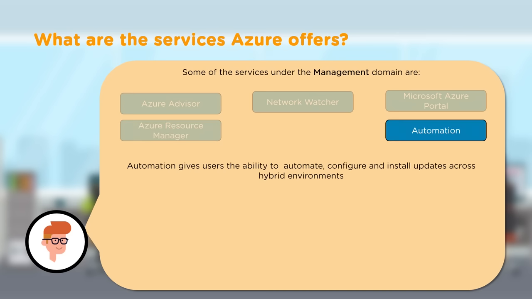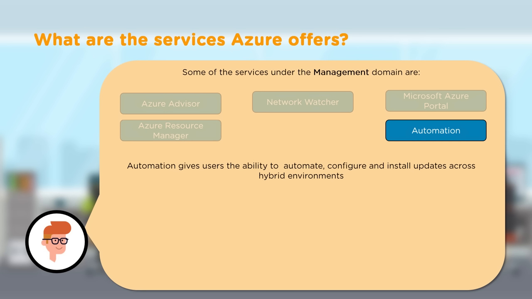And the last one in the management tools would be automation. This automation gives us the ability to automate, configure, and install upgrades across hybrid environments. It provides a cloud-based automation and configuration service. Not only that, this can be applied for non-Azure environments as well, which is on-premises. Some of the automation we could do is process automation, update management automation, configuration features automation, stuff like that.